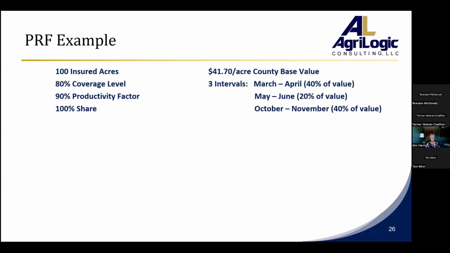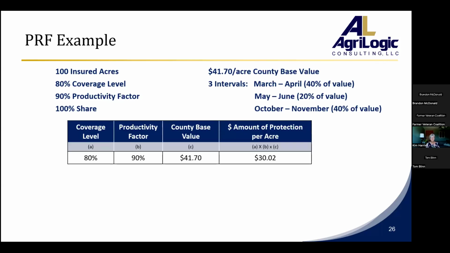Perfect. Okay. I'm going to move into a pasture, rangeland, and forage example. In this example, there were 100 insured acres at 80% coverage level, 90% productivity factor. So we're backing down some of the coverage, and 100% share. The posted value for that pasture, range, and forage in this particular grid was $41.70 an acre. And they've spread that across three different intervals in this example.